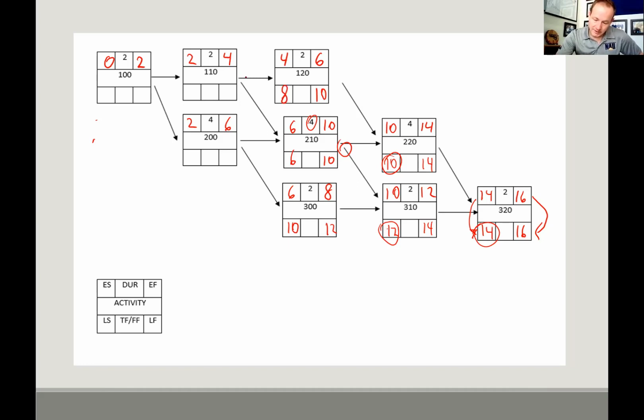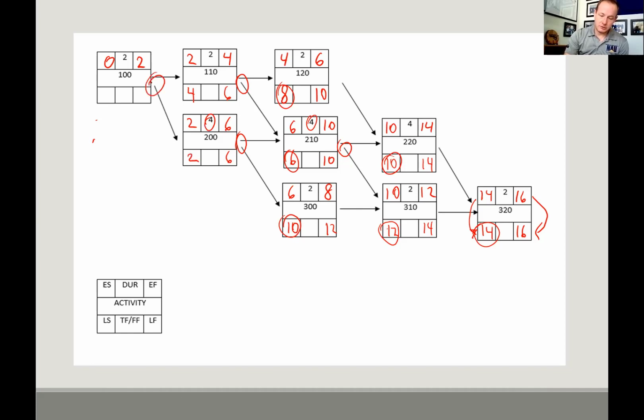For activity 110, we have 2 coming back into it. So we are going to look at 6 and 8. Which one's smaller? 6. We're going to subtract the duration, which is 4. And then for activity 200, we're going to look at 6 and 10. Which one's smaller? 6 is. So we take the 6, we subtract the duration of 4, and we get 2.